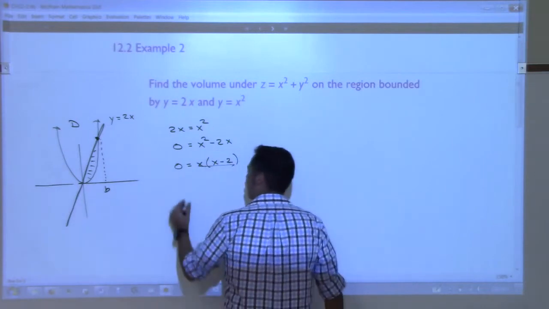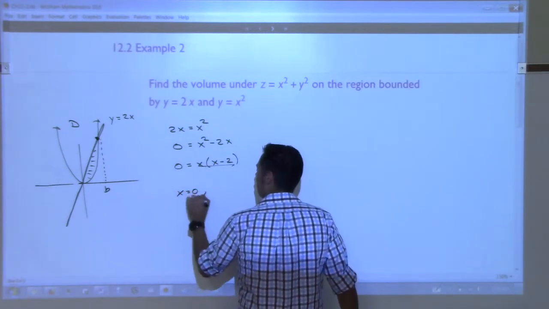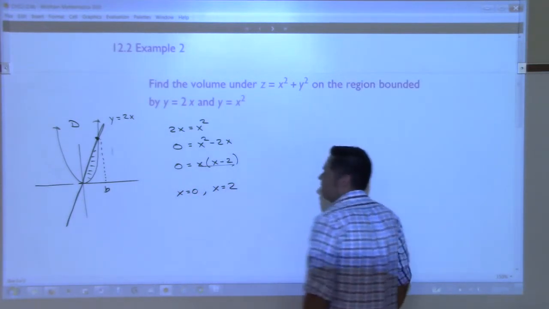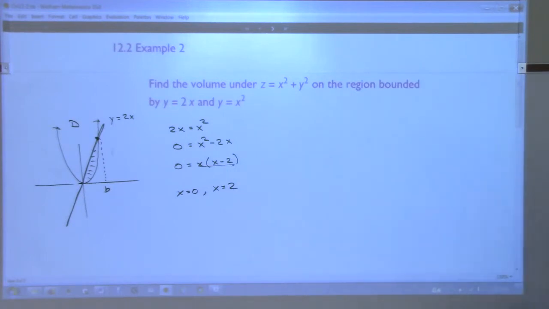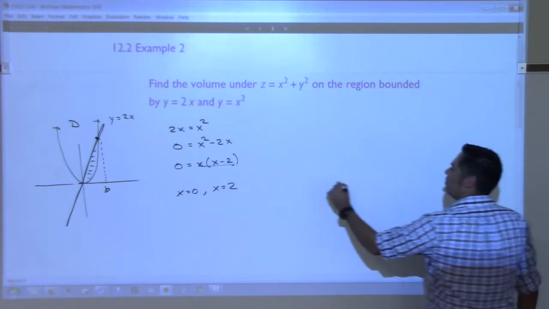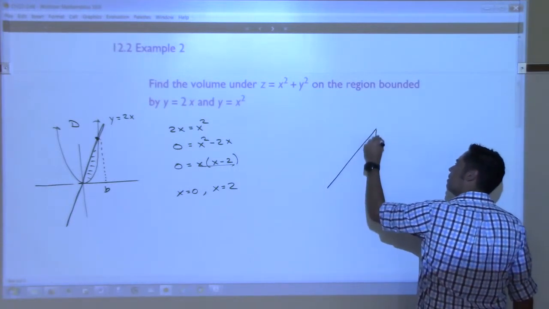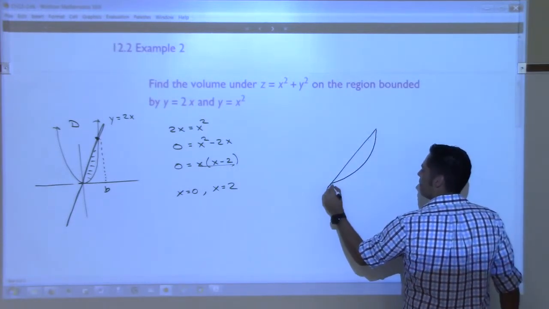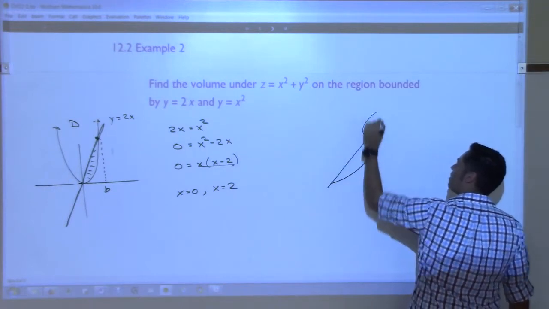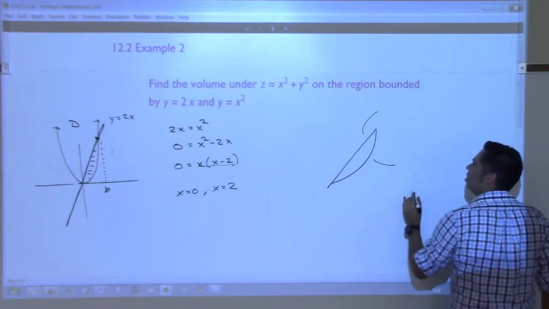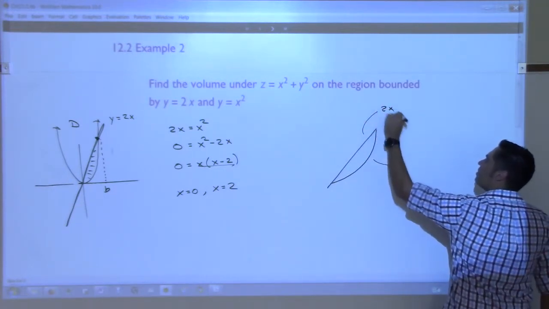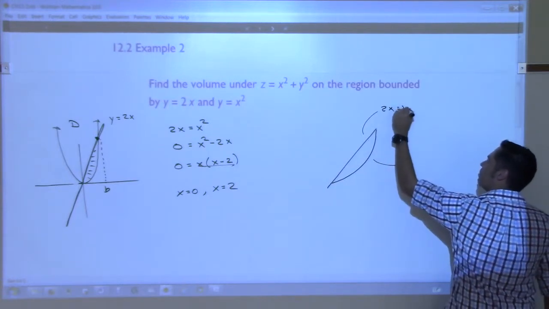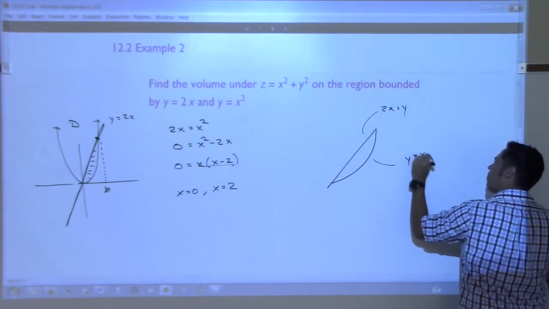All right, where was I? X is 0. I'm going to blame my wife for being delirious today. X is 0 and 2, right? All right, so what about our functions? What's the top one here? What's the bottom one? 2x is the one on top, y equals 2x, and then y equals x squared there.